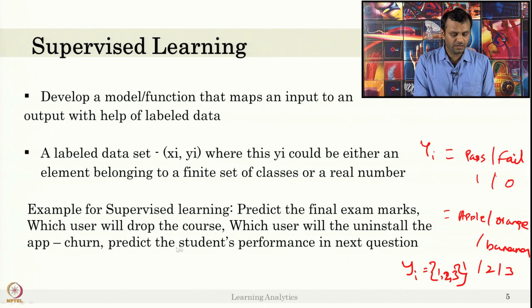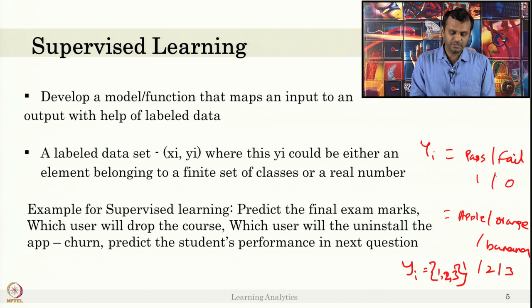And predicting the student's performance in the next question, that is a more fine-grained prediction. Based on the student's interaction with the system for, say, the last 10 minutes or last couple of sessions, you want to predict whether the student will answer the next set of questions given to him or not. If the student is not going to answer, you might consider giving less difficult questions, providing hints, or asking them to read something that will help the student learn better. So these are examples of supervised learning.